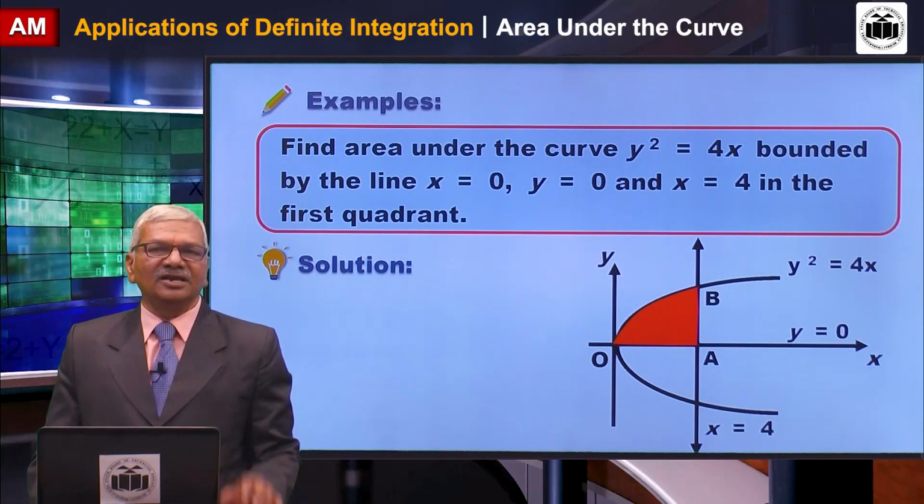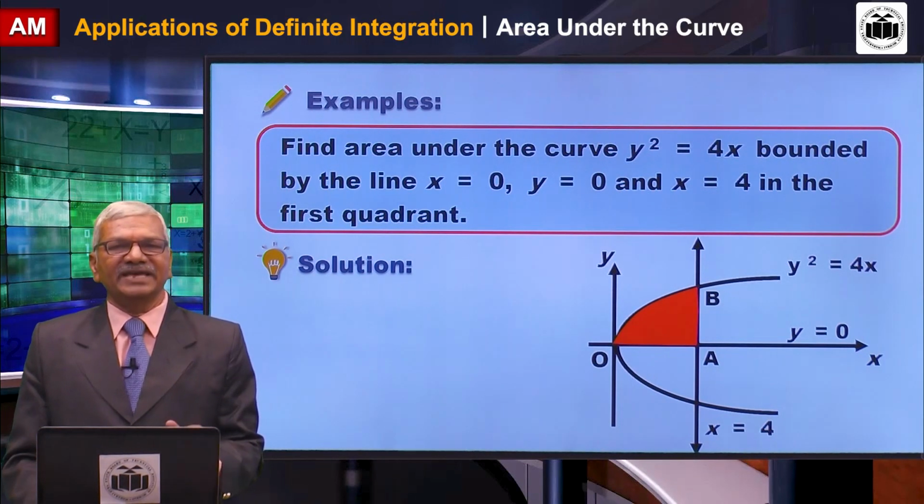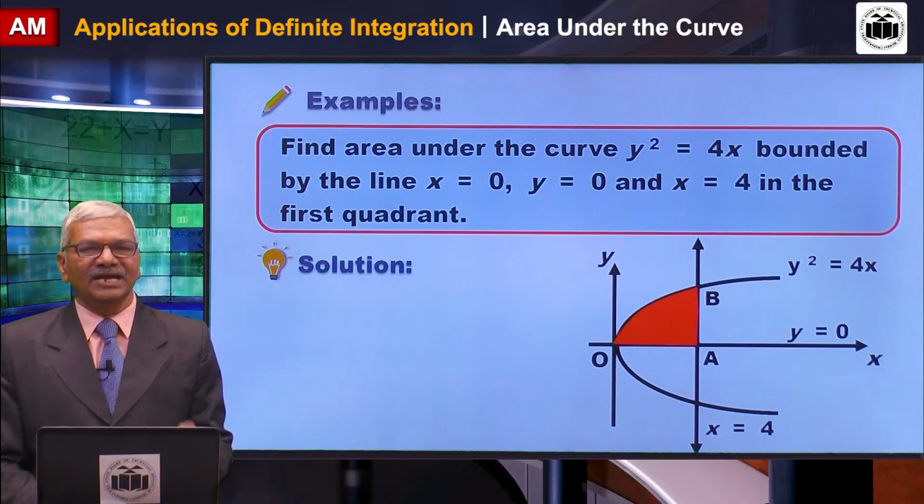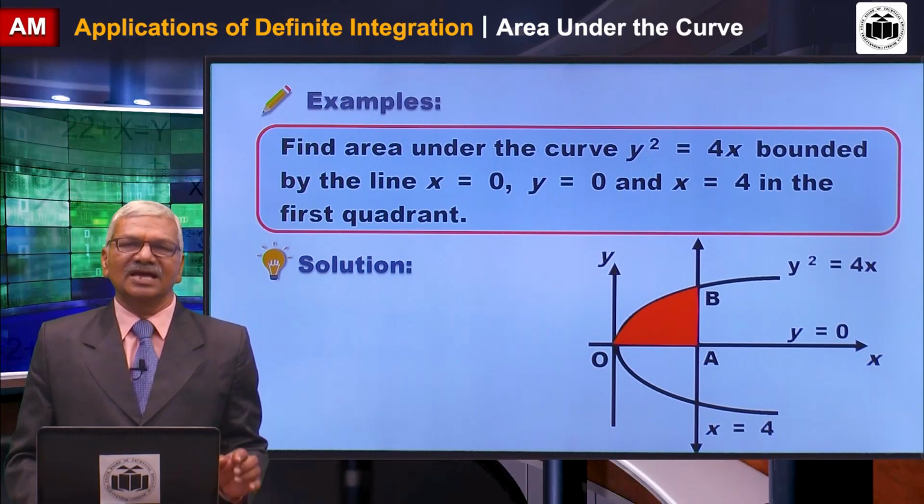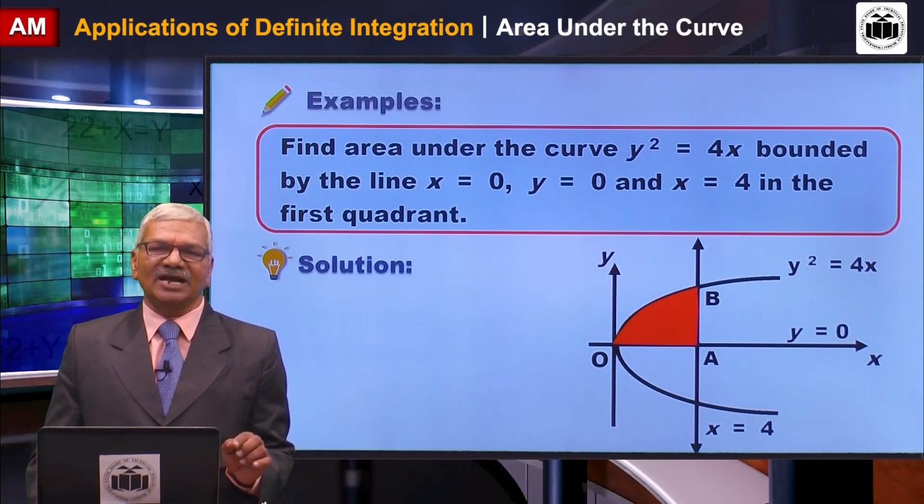Understood? In this case, x equals 0 is the y-axis, y equals 0 is the x-axis, x equals 4 is a line parallel to the y-axis, and y square equals 4x is a parabola.